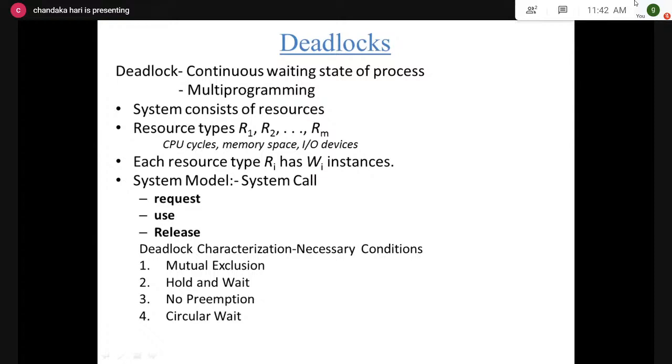Number three, no preemption. What is no preemption? Suppose your operating system does not have the capability of forcibly stopping the execution of one particular process and giving the control of the CPU to some other process, again the system is going to enter into deadlock state.